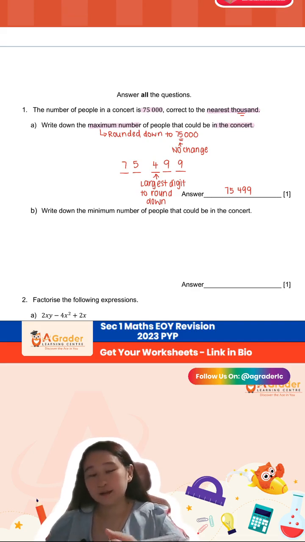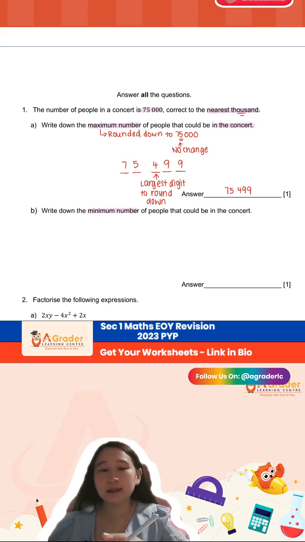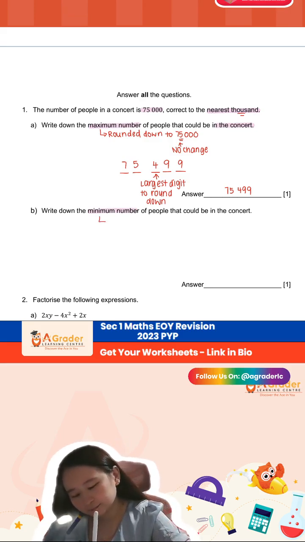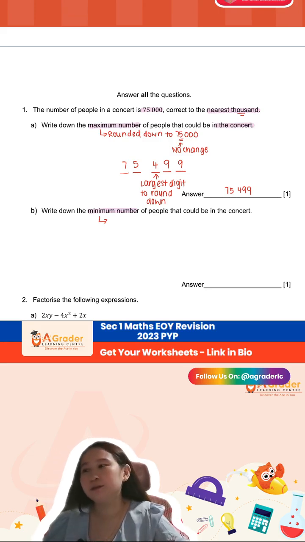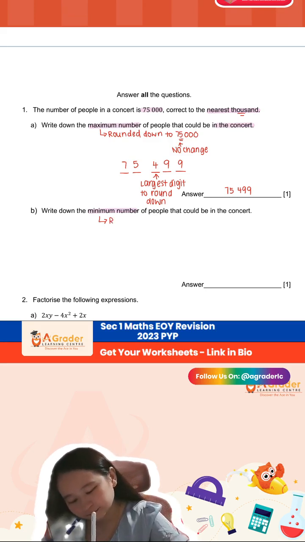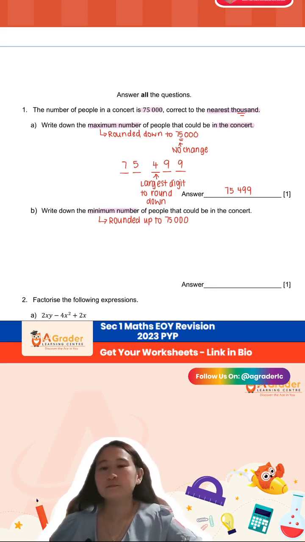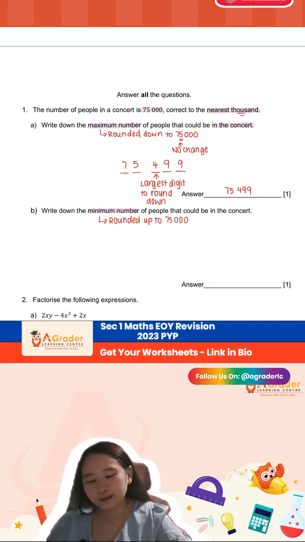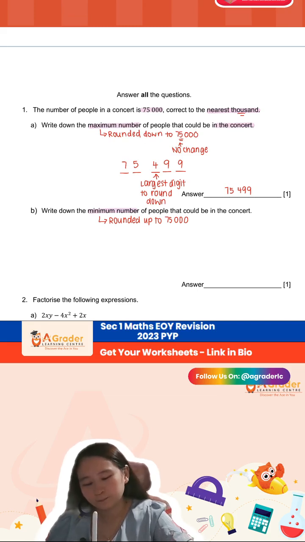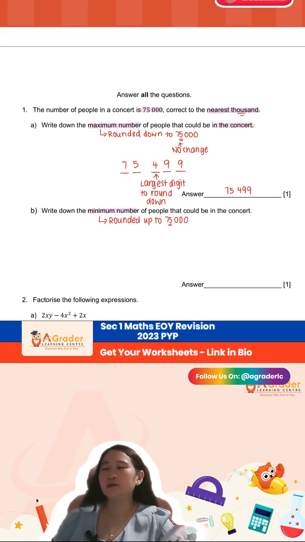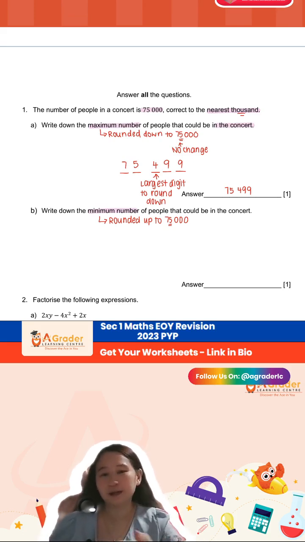We apply similar concept for part B. They're asking for minimum number. So when they want minimum number, means it has to be lesser than 75,000. That's why it's rounded up to 75,000. Okay. So when it's rounded up, means initially the thousand place is not 5, it's rounded up to 5.